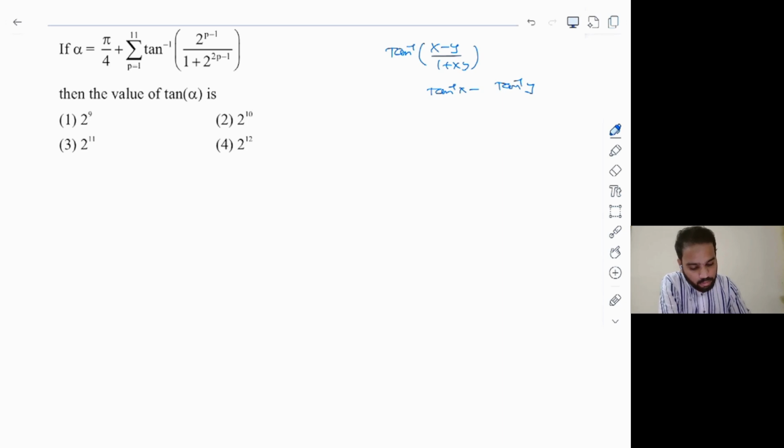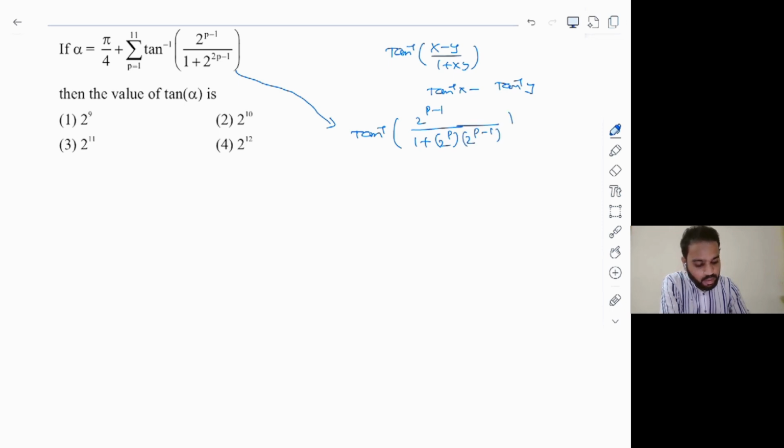So for that, first of all, I'll try to simplify this tan inverse function, then I'll substitute the sigma. So tan inverse of this becomes 2 to the power of p minus 1 divided by 1 plus, I can write this 2 to the power of 2p minus 1 as 2 to the power of p multiplied by 2 to the power of p minus 1.